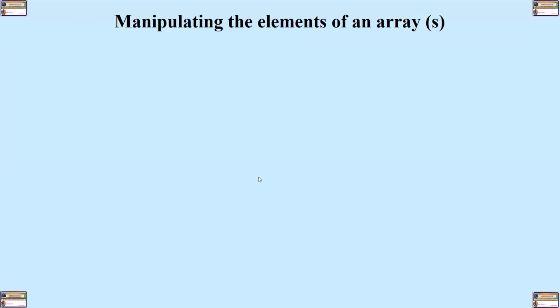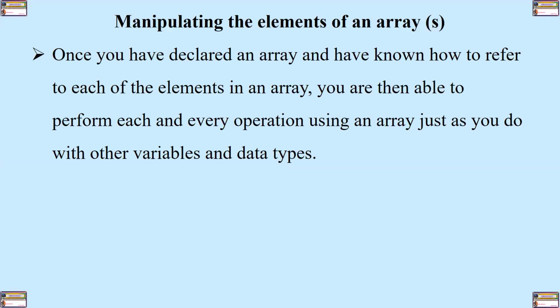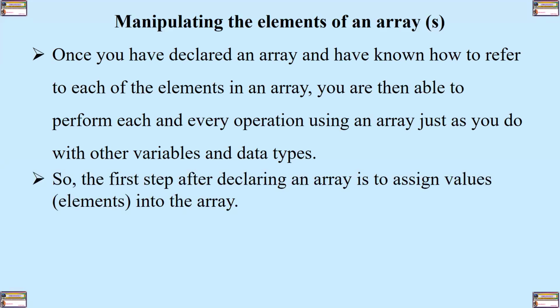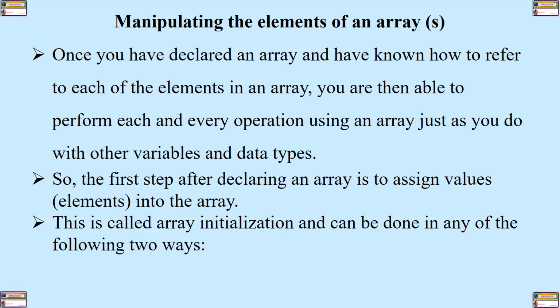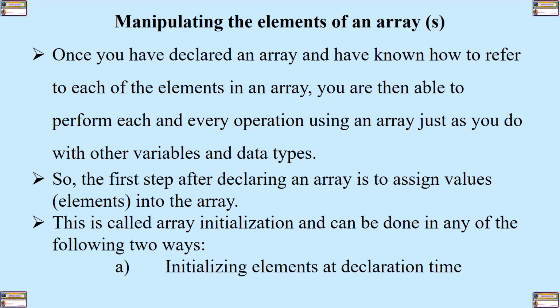Now, how do you manipulate the elements of an array? How do you make use of those elements once you have known how to identify them using index? Once you have declared an array and have known how to refer to each of the elements in an array, you can therefore perform each and every operation using an array, just as you do with other variables and data types. So the first step after declaring an array is to assign elements into that array. This is called array initialization and can be done in any of the following two ways.